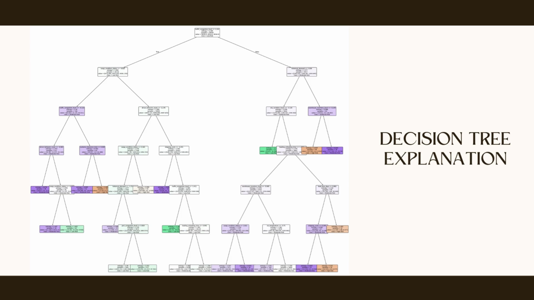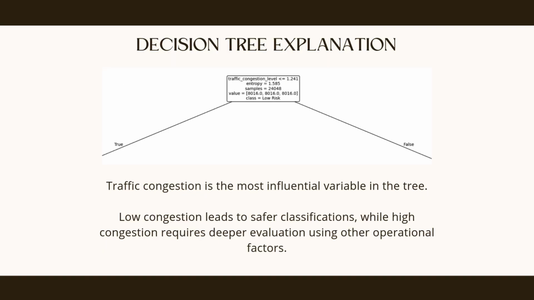Just as in the heart disease example, each split corresponds to a question about variables, and leaves classify the route into low, medium, or high risk. For these trees, we see that traffic congestion is a differentiating variable. It appears at the top of the tree and drives the main split. Routes with low congestion are classified as safer, while routes with high congestion require evaluation. Other variables include ETA, estimated time of arrival, variation, and operational delays.